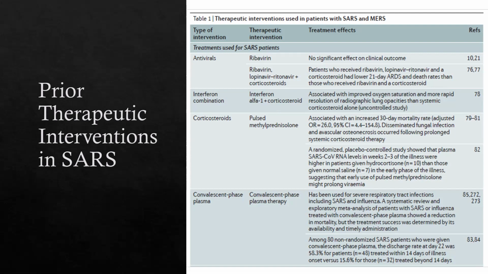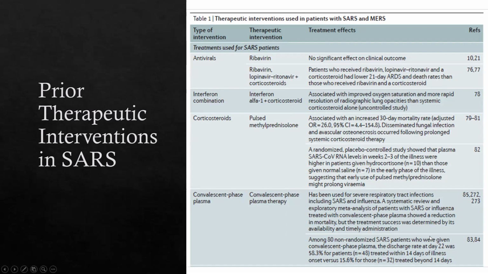When steroids were looked at in the past, pulse doses for SARS, they actually had a higher mortality rate and more complications in those patients. The complications, I'm sure you guys are not surprised by, like disseminated fungal infection, avascular necrosis, hyperglycemia, the things we think of when we think about steroids. A couple studies saw an increased 30-day mortality rate. In another study, a randomized placebo-controlled trial that looked at plasma SARS-CoV-2 RNA levels in the 14 to 21 days of the illness, levels were higher in patients given hydrocortisone than those given normal saline. So they actually thought that it basically prolonged viremia and essentially made things worse.